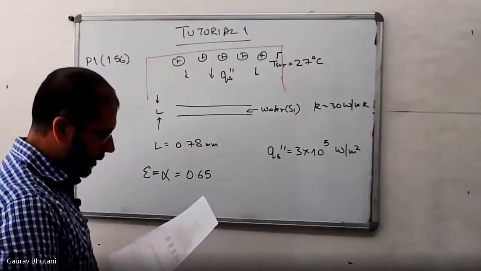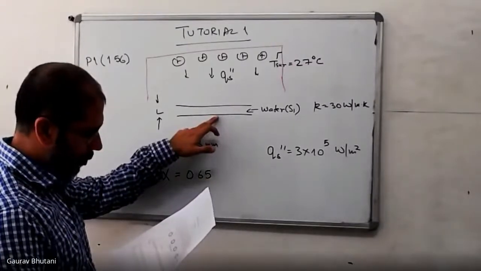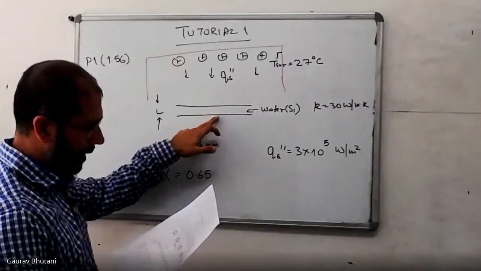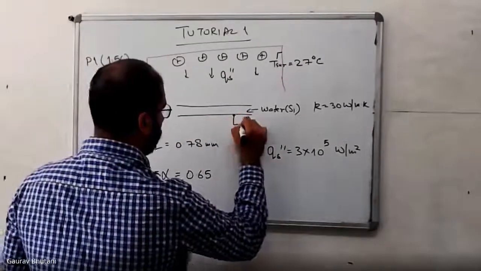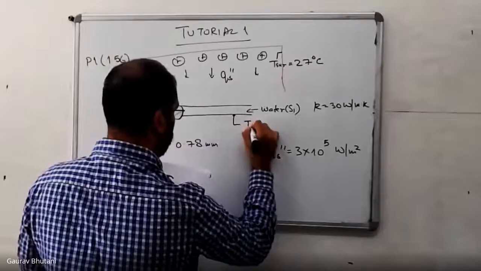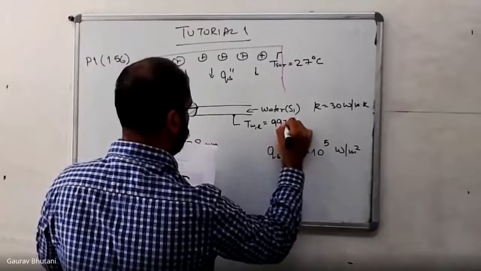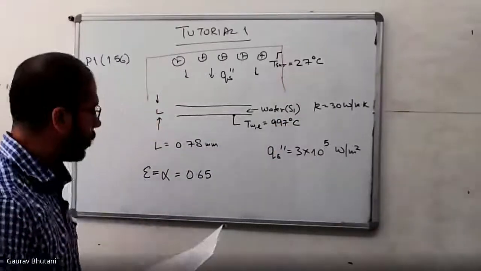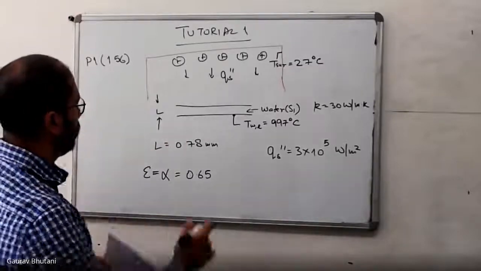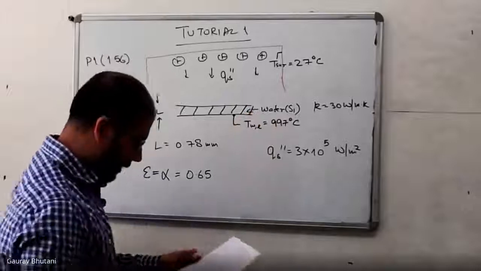We have measured the temperature on the lower surface of this wafer, and that was found to be 997 degrees centigrade. So this is the wafer lower surface, which is 997 degrees centigrade. So this is what's given to us. We have figured out what all is given.